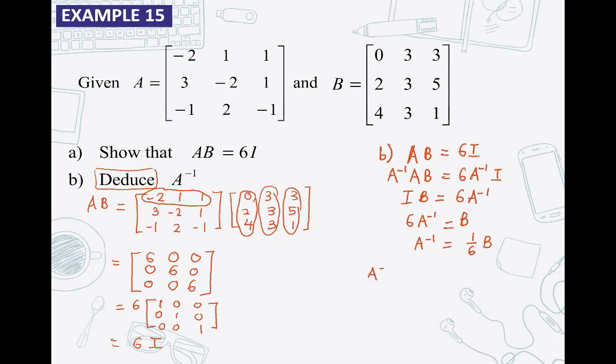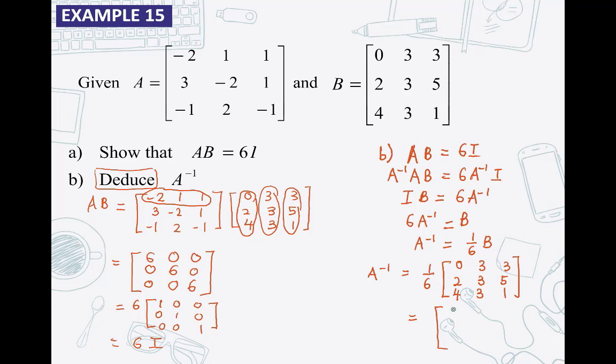Okay, so we haven't finished. So 1 over 6 B. So what is matrix B? 0, 3, 3, 2, 3, 5, 4, 3, 1. Okay, students. So this is supposed to be A inverse. Are we done? No. So if you are going to leave your answer like this, you will not be getting your full mark because you did not finish your operation. You still have to multiply 1 over 6 with every element.